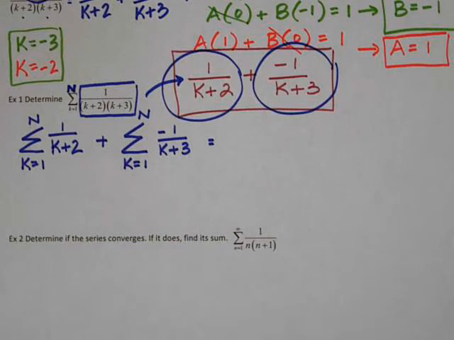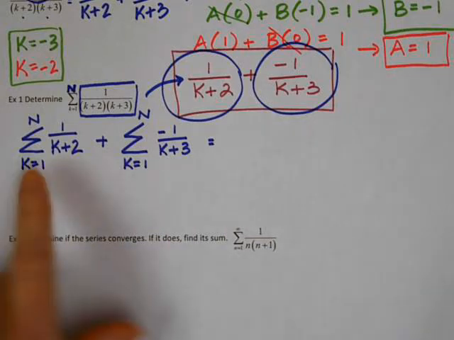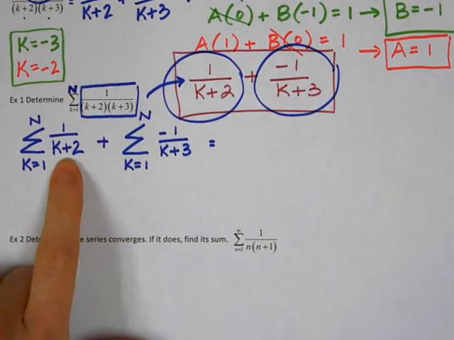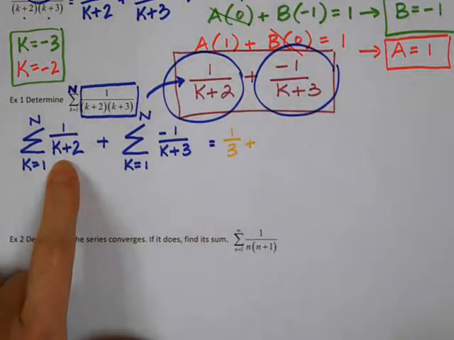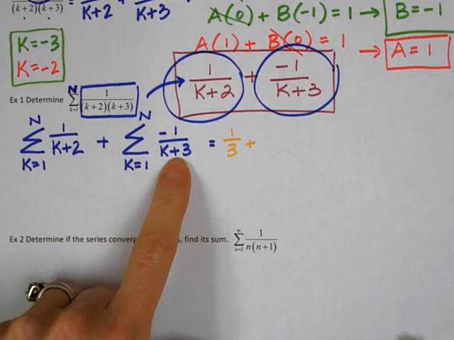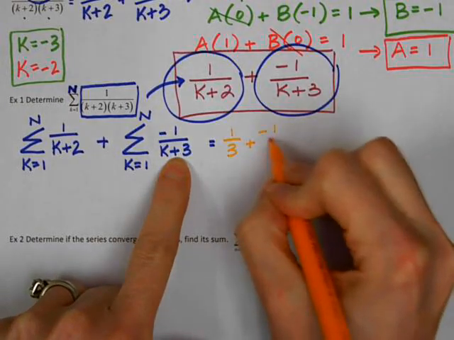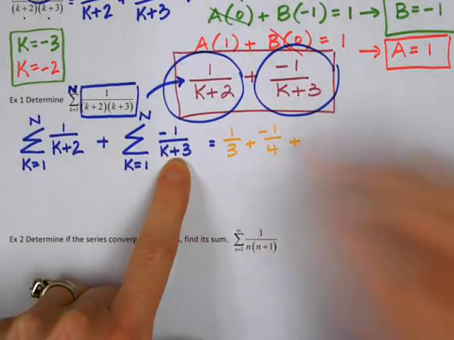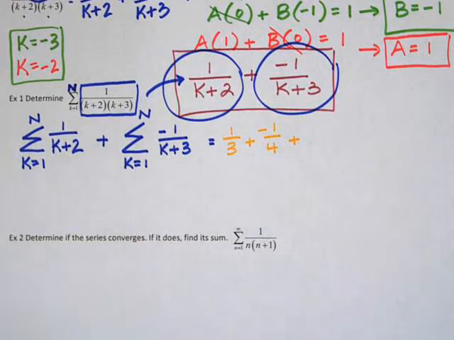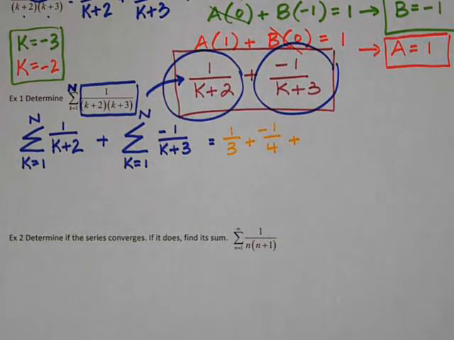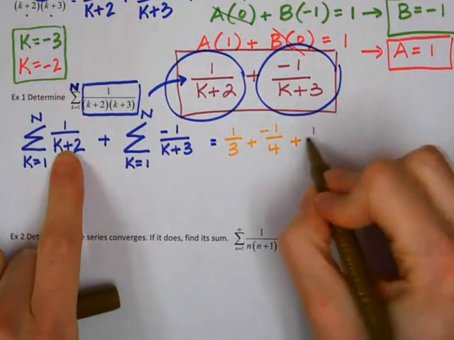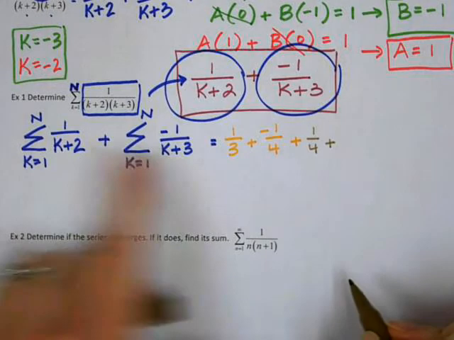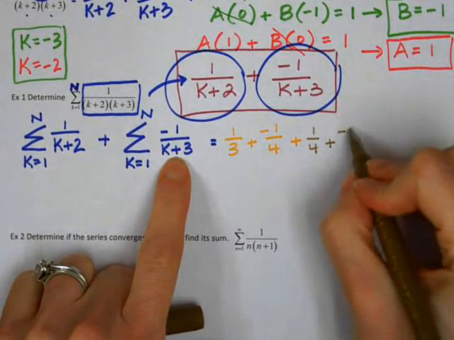So let's start getting some terms here. When k equals 1, isn't this 1/3? And then when k equals 1 here, you get -1/4. All right, let's just keep going. Let's plug in k equals 2 now. When k equals 2, this is 1/4. And when k equals 2, this is -1/5.